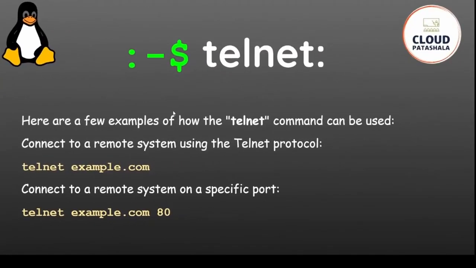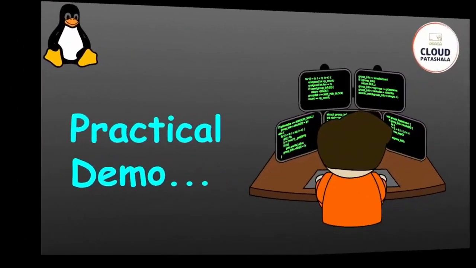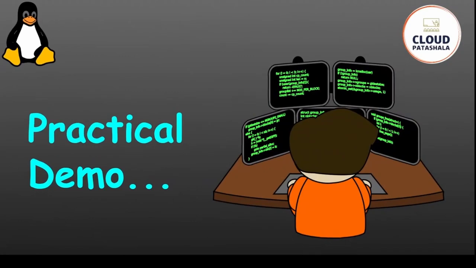Here are a few examples of how you could use Telnet command. You just have to say Telnet space the server details. If you want to try Telnet on a specific port number, you could say Telnet the server details. It could either be the host name or the IP address and the port number. Let's look at a very quick example of how we could look at the Telnet command as well.